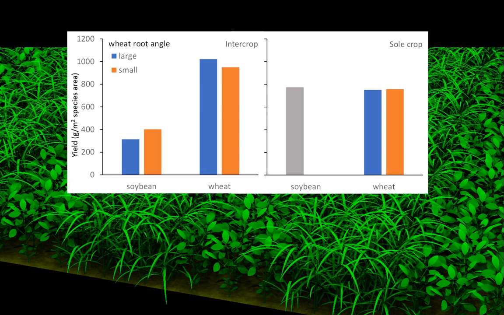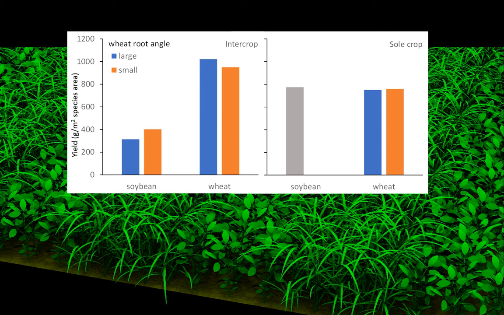And here are some of the results of this exercise. This is yield per square meter of species area in this case, for the soybean and the wheat with the two different wheat root angles, both in the intercrop and the sole crop. And the effect of the different root angle can be seen in the wheat as well as in the soybean. So with the large root angle, the wheat plants are actually producing a little bit more yield than with a small root angle.